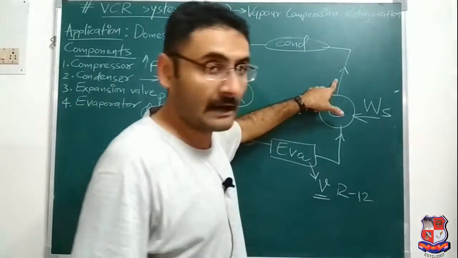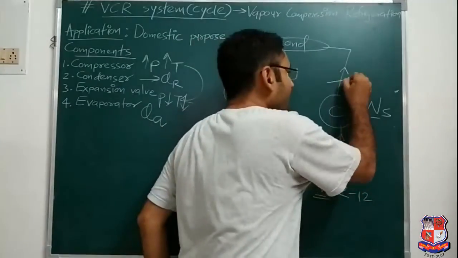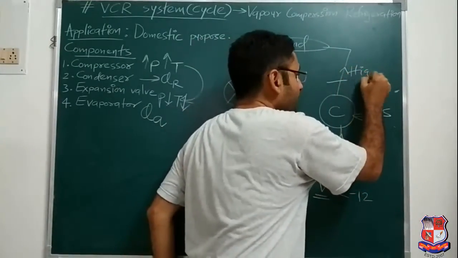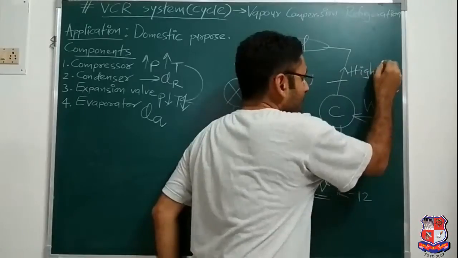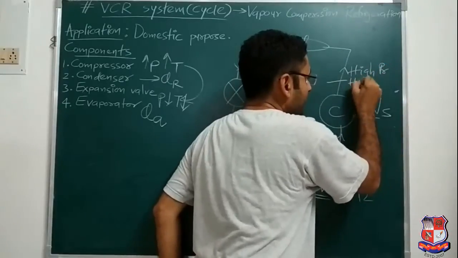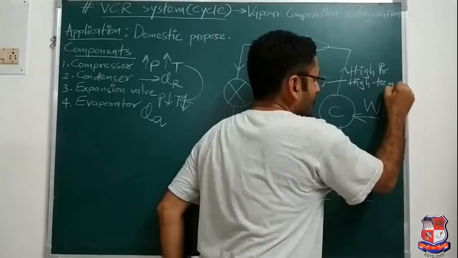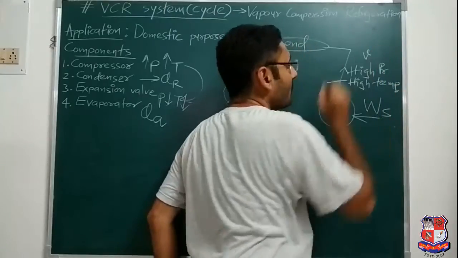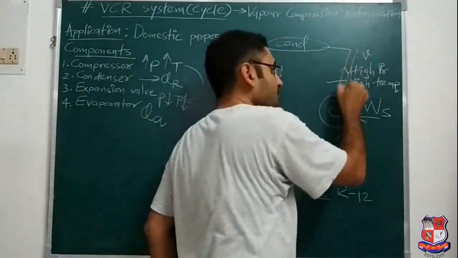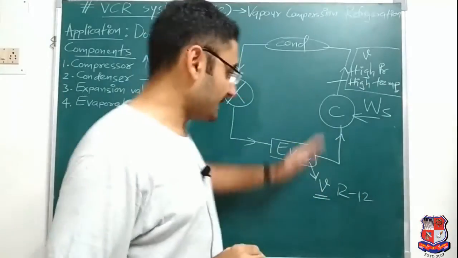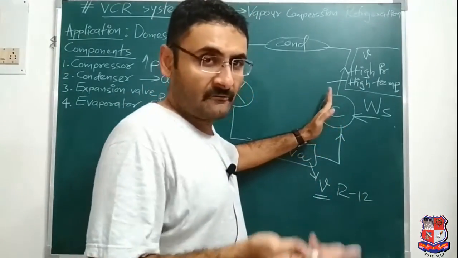So over here at the outlet of the compressor, what will you get? You will get high pressure and high temperature of the vapor form of refrigerant. That point is very important to remember: in the compressor, the vapor form will be compressed.